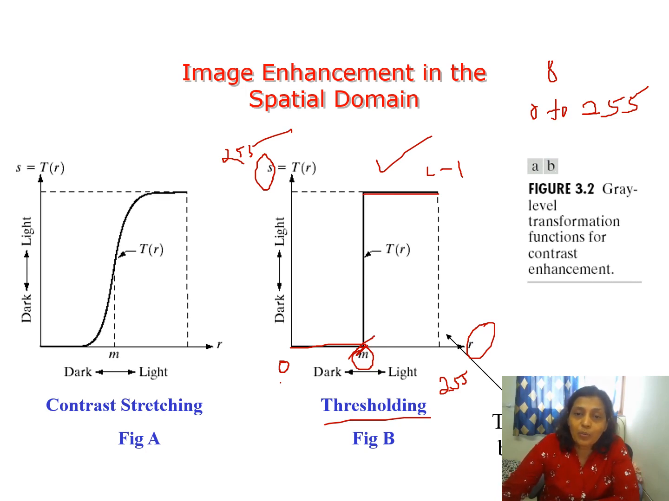Okay, so this is a point operation. We are not going to deal with the neighborhood operation. We are going to take one particular pixel, apply a transformation function, and then we'll get the output image.